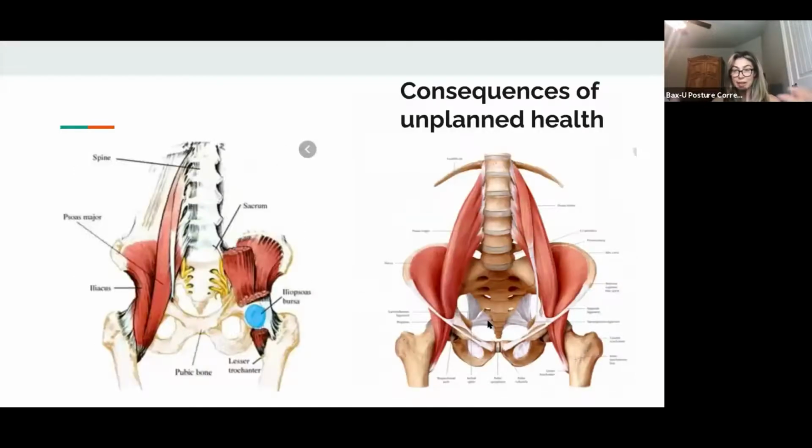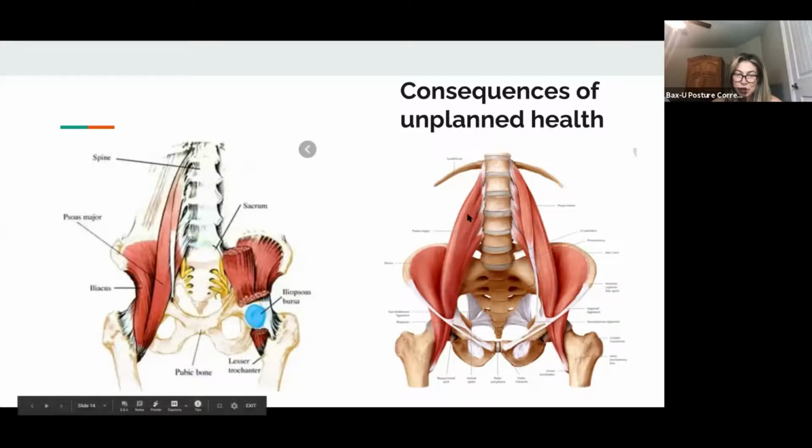So now let's take a little dive into the consequences, right? This muscle is called the iliopsoas. It starts up there and goes down here and connects with your ilium. This is psoas major. They combine together and they attach to your hip. And they're responsible for lifting your leg up, right?